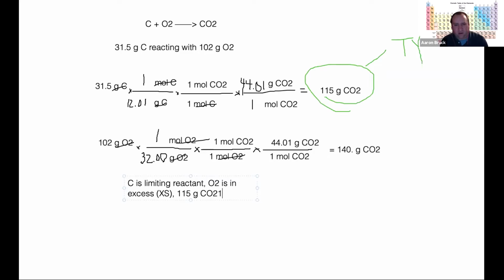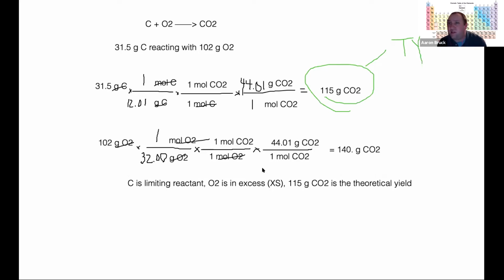115 grams of carbon dioxide is the theoretical yield. So we can say all of these things based off of these calculations. Now, the only other thing that we could possibly say is if we wanted to know how much excess reactant is left over?